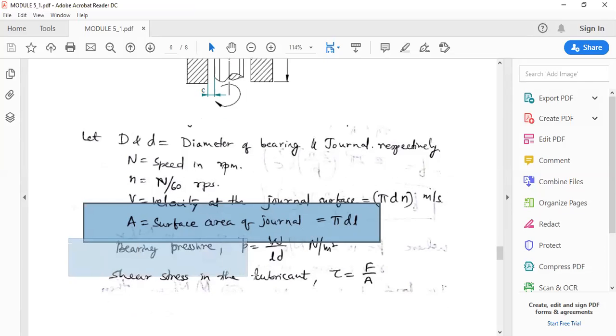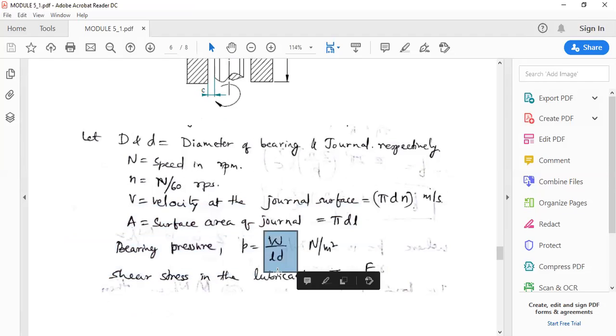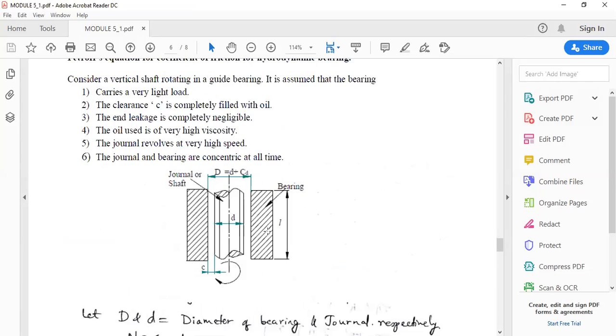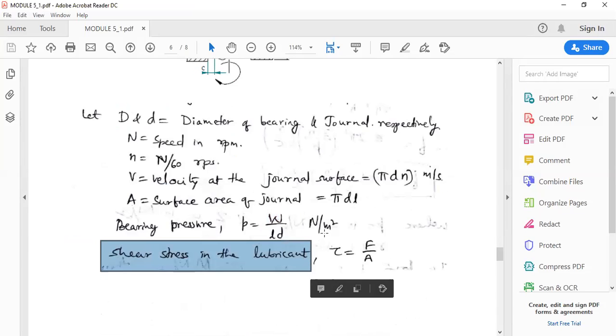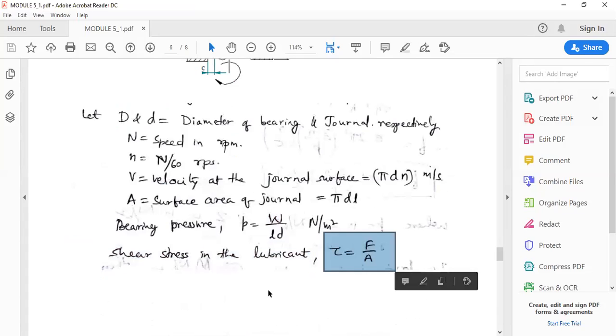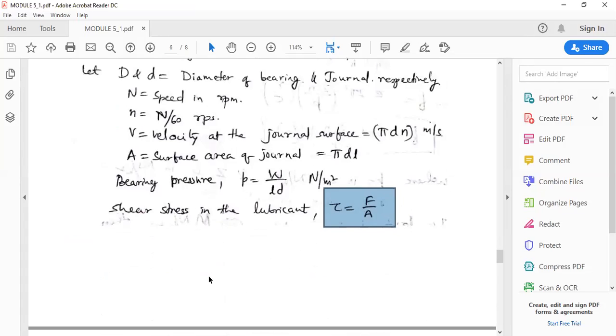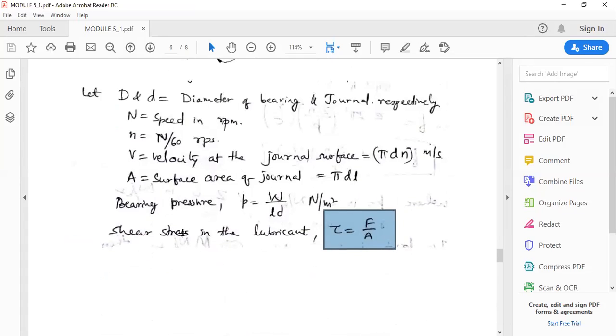And the bearing pressure P is given by W divided by L D. W is the radial load acting on the bearing. W is the radial load perpendicular to the axis of the shaft, and L into D is the area, so P is in Newton per meter square. And the shear stress in the lubricant is given by tau is equal to F by A. So these are some of the notations.